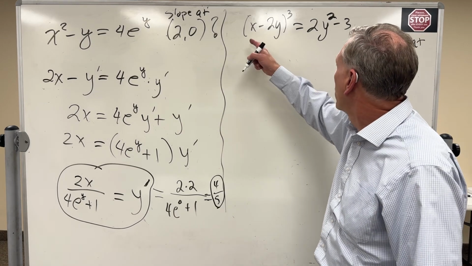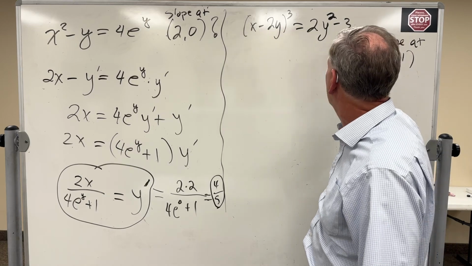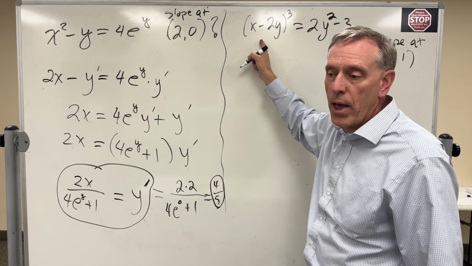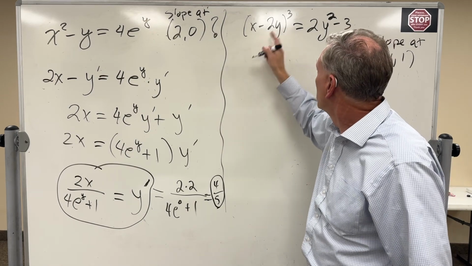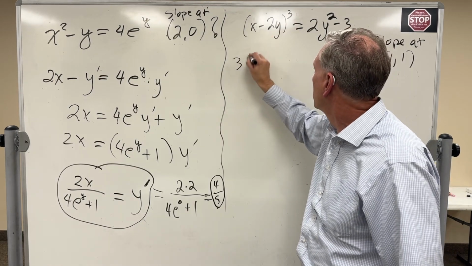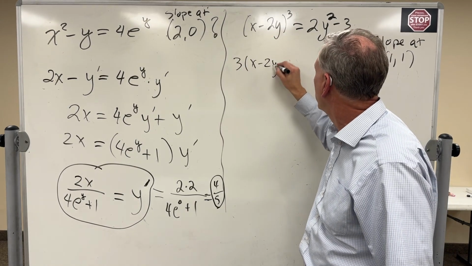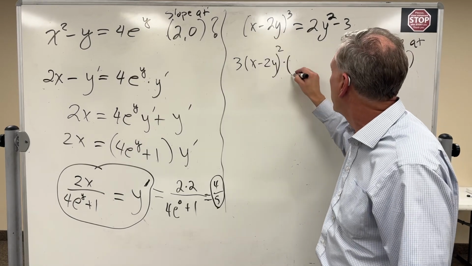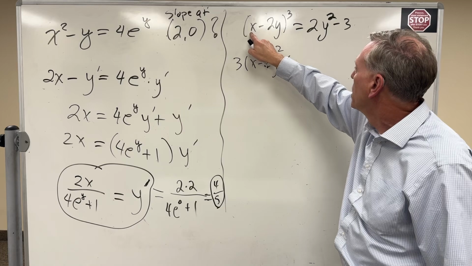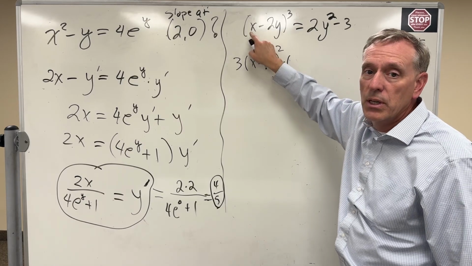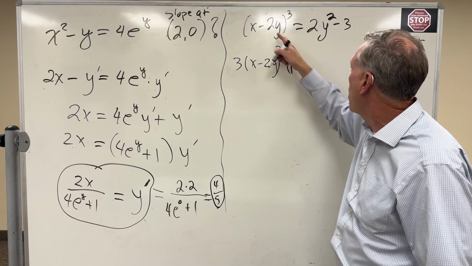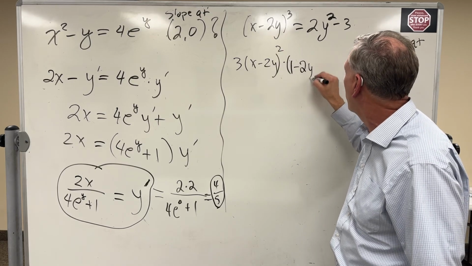All right, so again, we're going to do the d dx of the whole thing. We have to use the chain rule here. So 3 times (x minus 2y) squared. But now we have to take the derivative of the inside. This is an interesting inside derivative. The derivative of x is 1. The derivative of minus 2y is minus 2y prime.